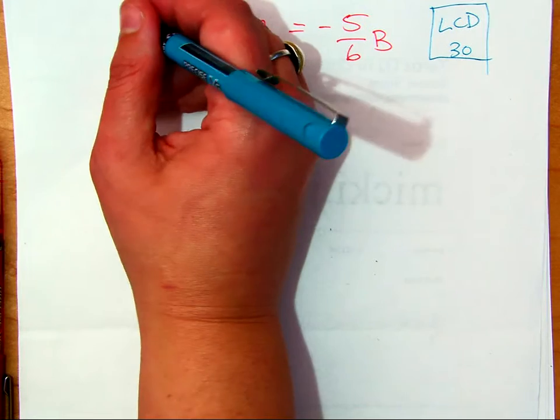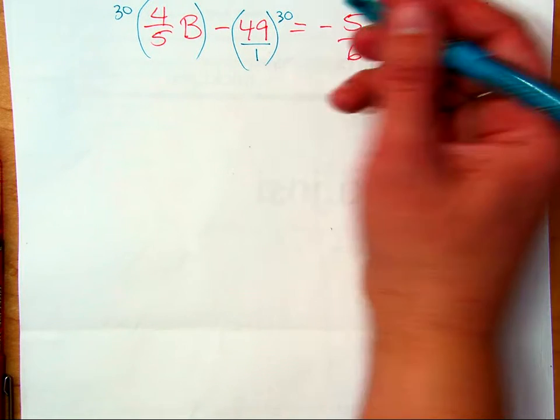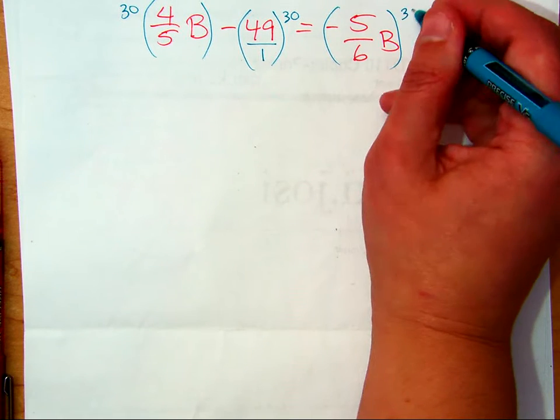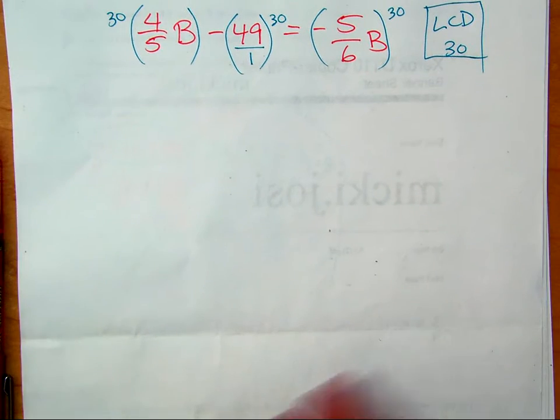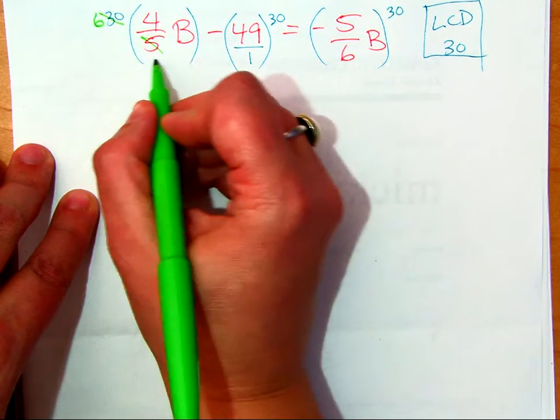So that means we're going to multiply both sides. I'm going to multiply this term by 30. I have to multiply this term by 30. And I have to multiply this term by 30. Okay? Now I can cross cancel. 5 goes into 30 how many times? 6 times. So these cross cancel.